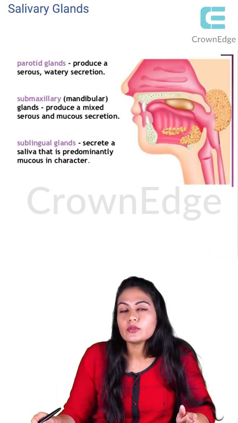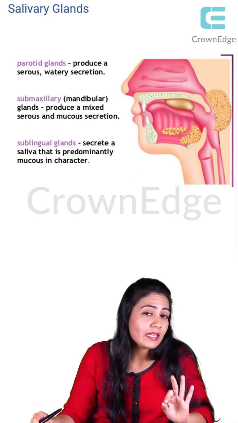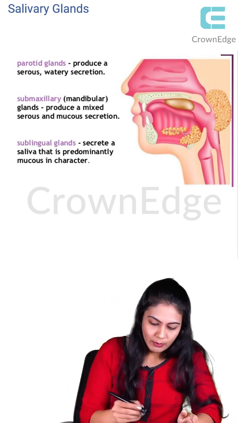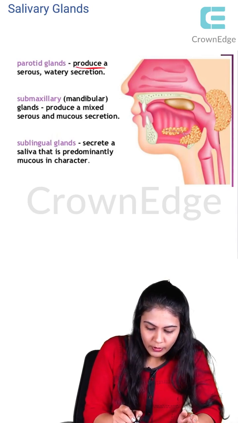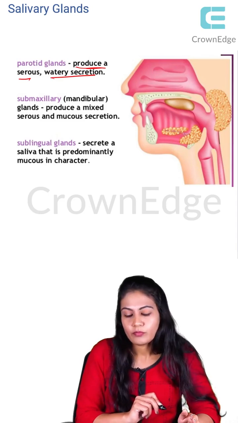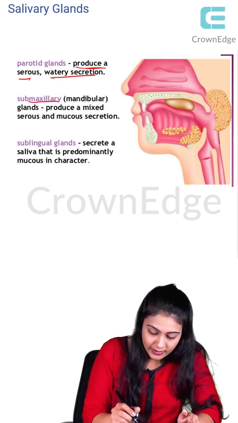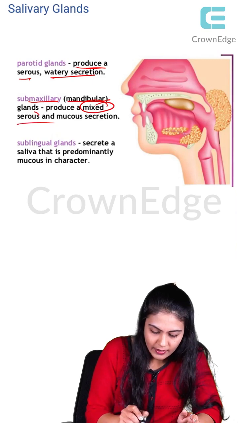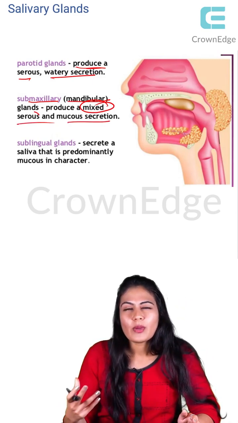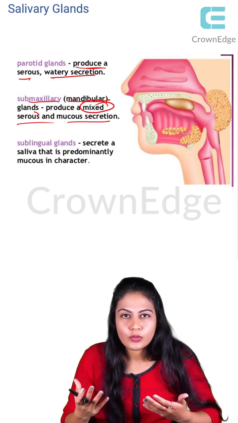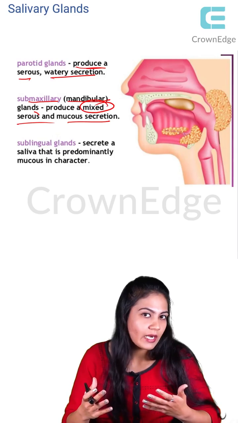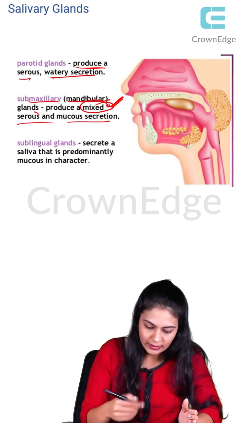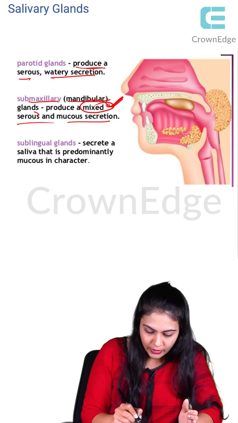Okay, moving down to the salivary glands. As we know, we have 3 salivary glands, that is your submandibular, parotid, and sublingual gland, right? So the parotid will produce a serous and watery secretion. What about the submaxillary or mandibular? This gland will produce a mixed serous and mucus secretion. So what we are doing over here is secreting the mucus, that is the basic function of the salivary gland. The only difference is that the mixed serous and mucus secretion is secreted by the submandibular gland, okay?